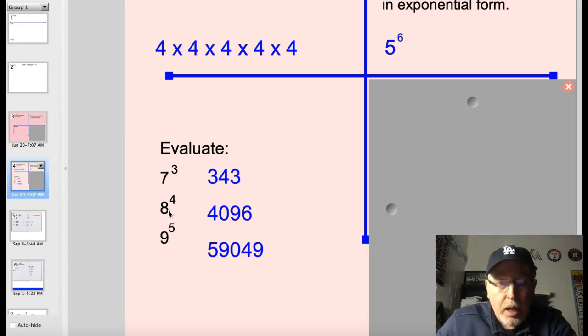Well, 8 squared is 64, so this would be 64 times 64. This looks to be the correct answer. And 9 to the 5th. Well, this would be 81 times 81 times 9. So this answer also looks right. This one got big in a hurry.